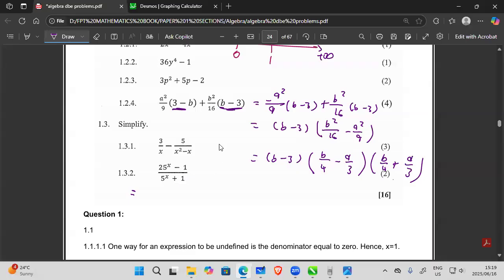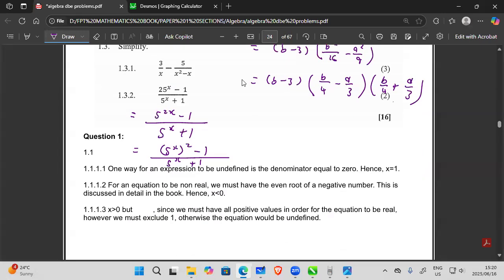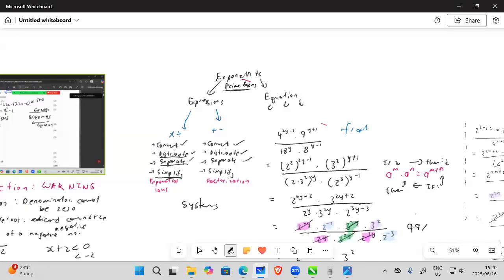But first, let's get all of the bases into prime bases. So 25 will become 5 to the power 2x minus 1 over 5 to the power x plus 1. If I re-express this, it becomes 5 to the power x, raised to the power 2, minus 1, over 5 to the power x plus 1. The most deceptive number in maths is what? 1, because it can be a perfect square and a perfect cube. And this is why it's so powerful, because here I know that I'm dealing with an exponential expression. I know that I have to somehow use factorization, isn't it?